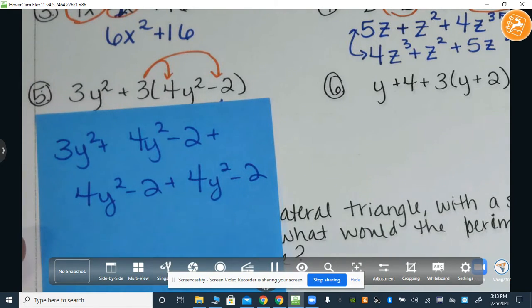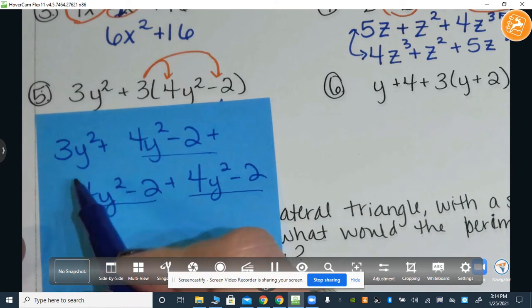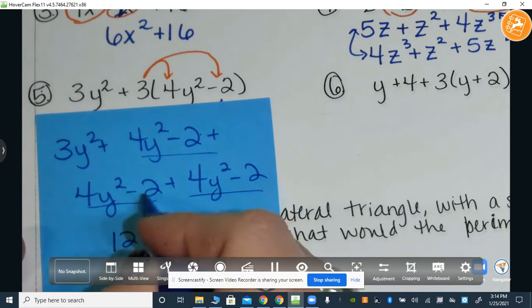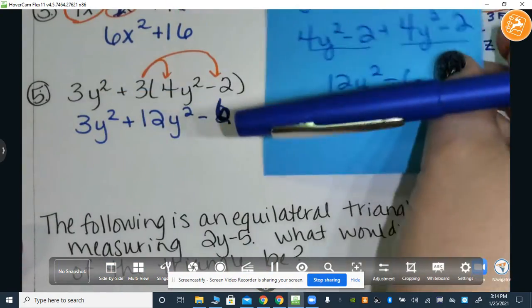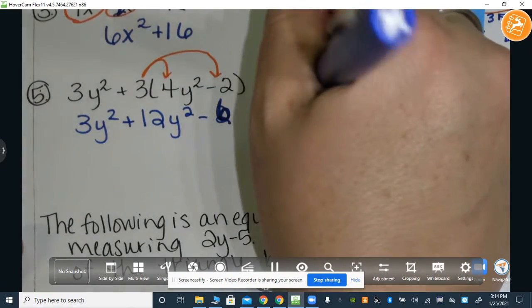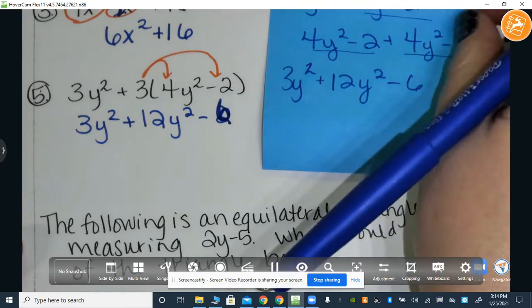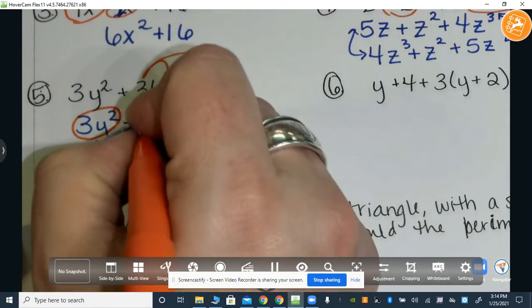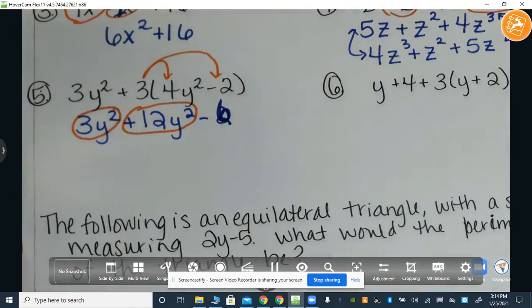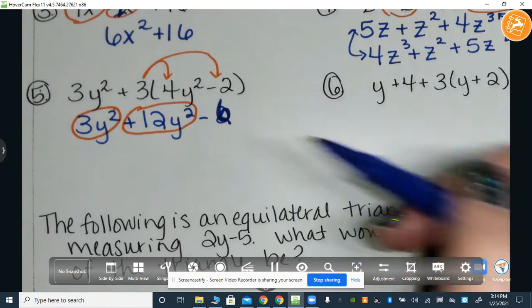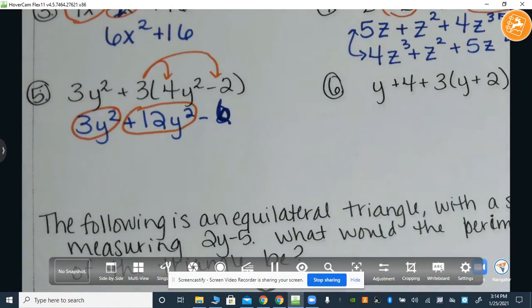Okay? Do you see I have 3 groups of it? If I totaled it up, 4, 4, and 4 gives me 12y squared, minus 2, 2, and 2 gives 6. And those two are exactly the same. And then I just put my 3y squared there. Okay, if I'm looking at combining my terms, I have a 3y squared here, and then plus a 12y squared. And I have that minus 6. So that minus 6 doesn't have anything to combine with, so I'm going to leave it as is.